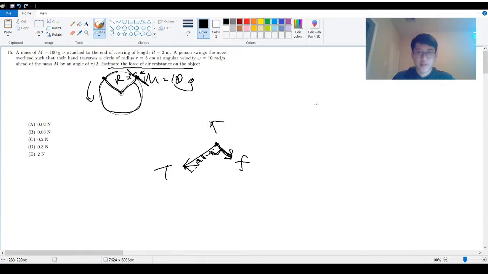And how we do that is actually through some more geometry. So actually, let's draw it a lot more magnified. This is actually the small circle, not the big circle. So this has a radius of 3 centimeters, or 0.03 meters.